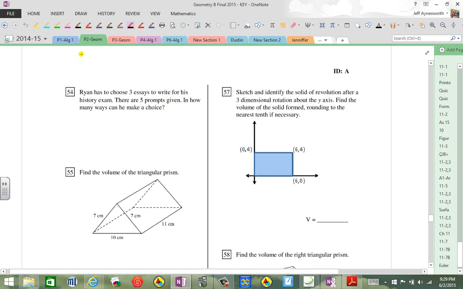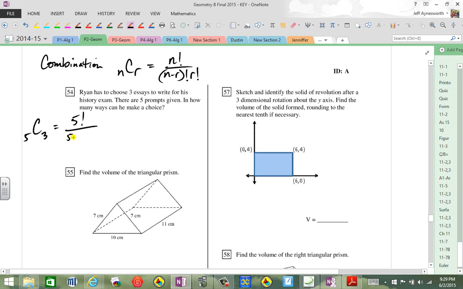So it kind of sounds like a combination. So how many ways can we choose 3 out of 5? So it's actually 5 choose 3. Okay, or n choose r. So n choose r. That's n factorial divided by n minus r factorial times r factorial. So in this case, we want 5 choose 3. We have 5 given, but we have to choose 3 out of the 5. So we say 5 choose 3, and that's equal to 5 factorial divided by 5 minus 3 factorial times 3 factorial.